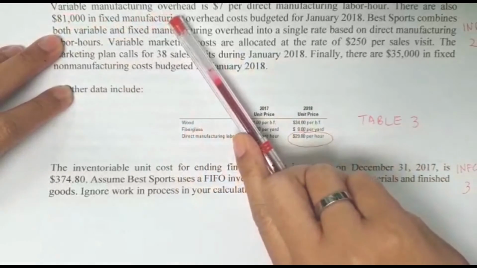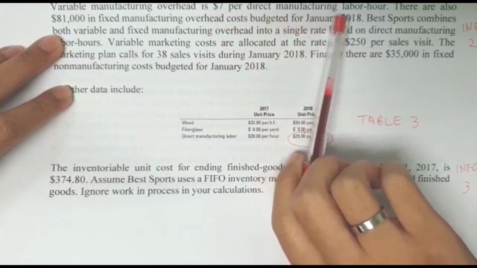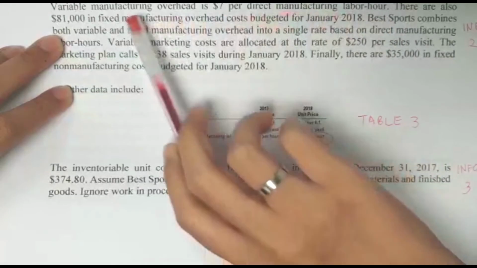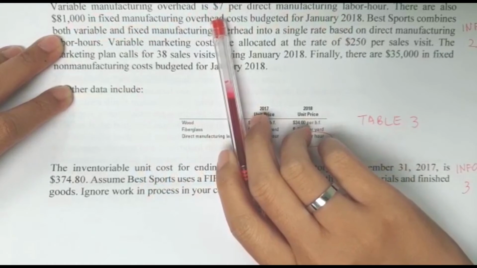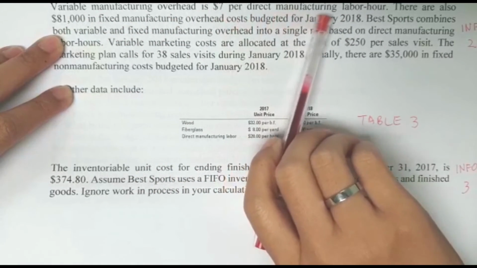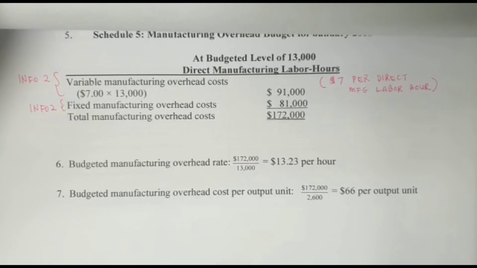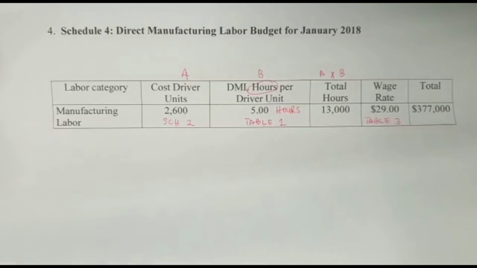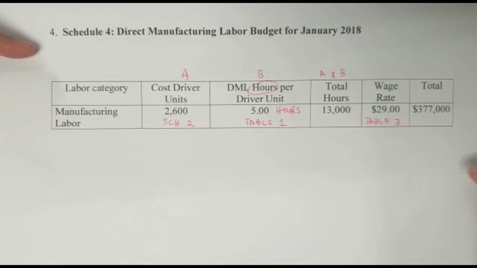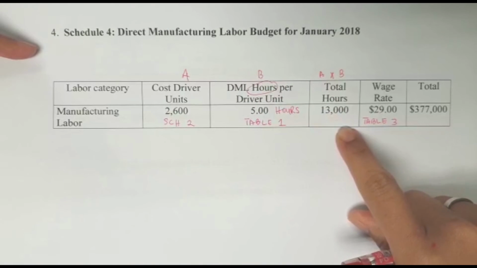Variable manufacturing overhead is $7 per direct manufacturing labor hour. Okay, read it again. Variable manufacturing overhead is $7 based on what? Based on direct manufacturing labor hour. So, direct manufacturing labor hour, we already calculated here the direct manufacturing labor hours that we need. The total hours is 13,000.